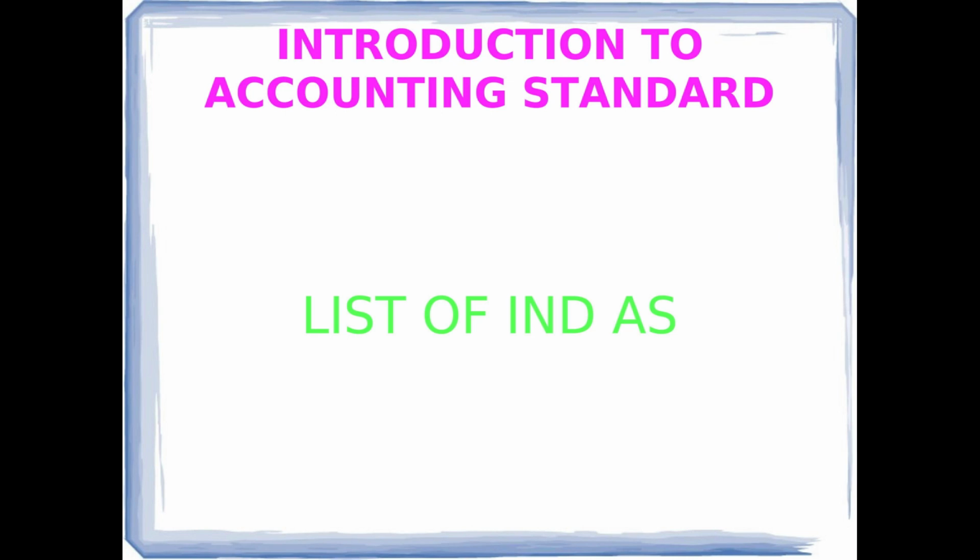103, IFRS 3, Business Combinations, AS 14, Accounting for Amalgamation. 104, IFRS 4, Insurance Contracts. 105, IFRS 5, Non-current Assets Held for Sale and Discontinued Operations, AS 24, Discontinuing Operations. 106, IFRS 6, Exploration for and Evaluation of Mineral Resources, GN 15, Guidance Notice on Accounting for Oil and Gas Producing Activities. 107, IFRS 7, Financial Instruments Disclosures. 108, IFRS 8, Operating Segments, AS 17, Segment Reporting. 109, IFRS 9, Financial Instruments.